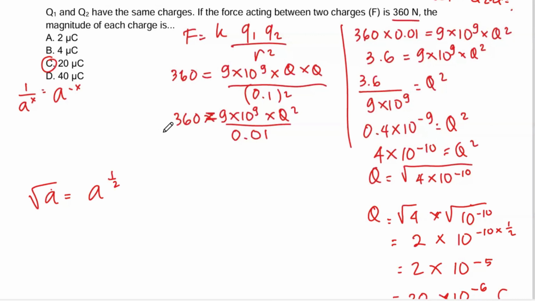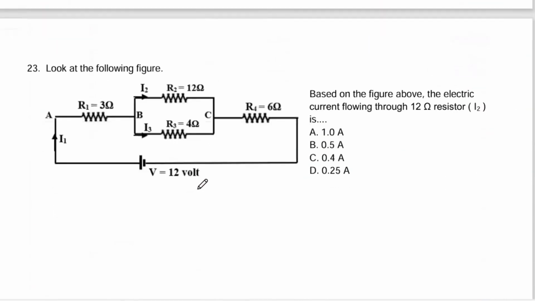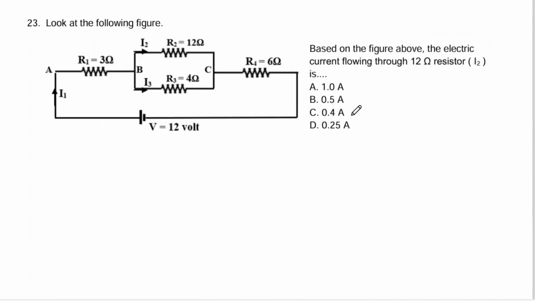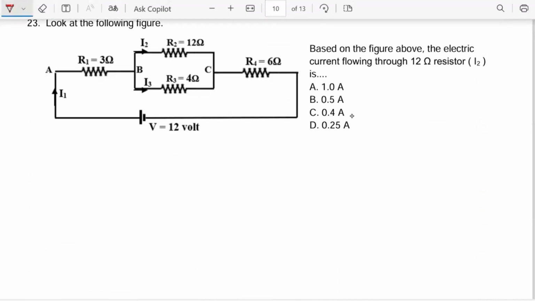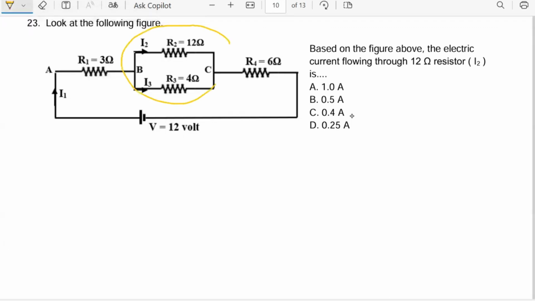Okay, that's question number 22. Next, question number 23. You are given the picture of a circuit. Based on the figure above, the electric current flowing through the 12 ohm resistor, or I2, is... If you have this kind of question, you need to simplify one by one. The first thing that can be simplified is this part, right?